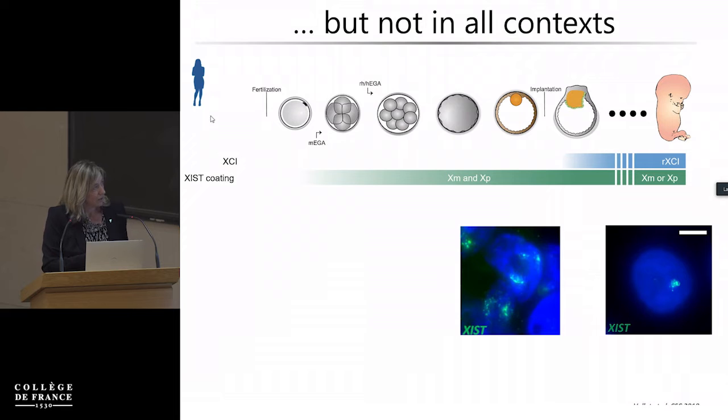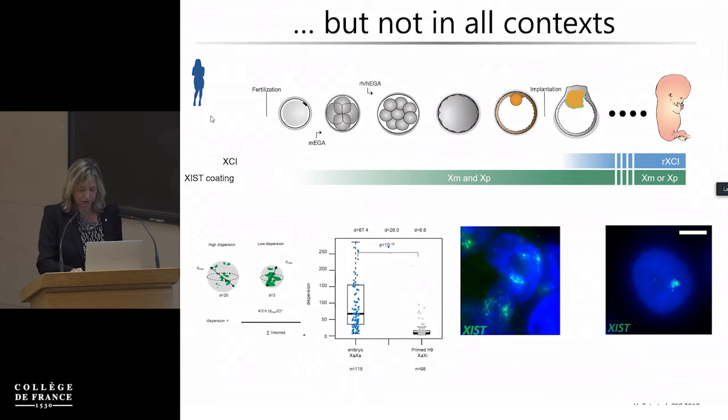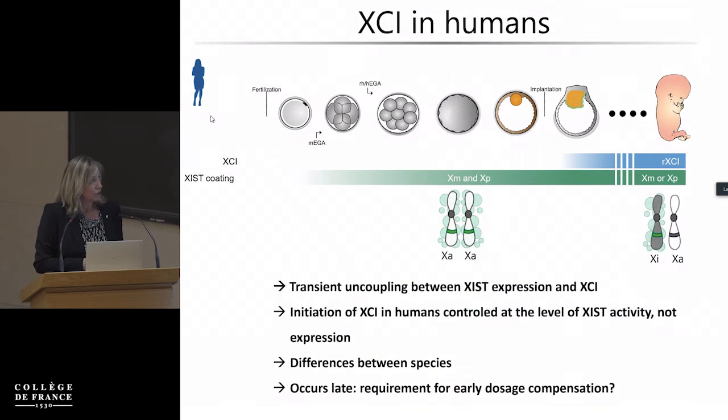What is remarkable is that even though GXIST accumulates in these early stages where the two X's are active, the pattern of GXIST accumulation is quite different from what we see in the somatic cells where GXIST coats an inactive X chromosome. And we see that the GXIST accumulates in a more dispersed pattern, which might be linked to the fact that it's unable to silence at this stage. And we were able to measure this dispersion. So what this is telling us, several things.